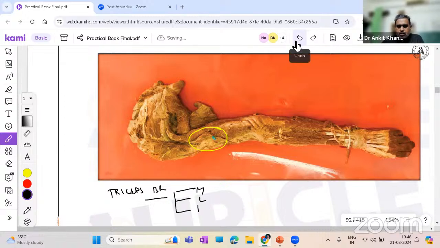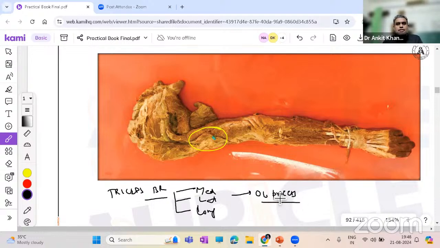So the 3 heads are medial, lateral, and long head. So the 3 heads of triceps, where are they coming from? Where do they insert? That is also very important. They actually all go to the olecranon process. So remember, whenever there is a fracture in the olecranon process, then this muscle is actually damaged.